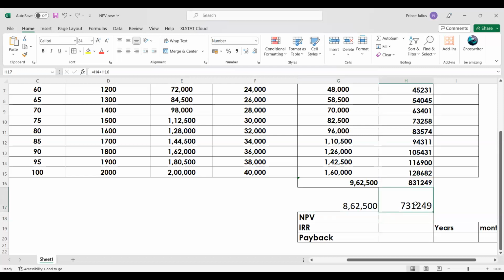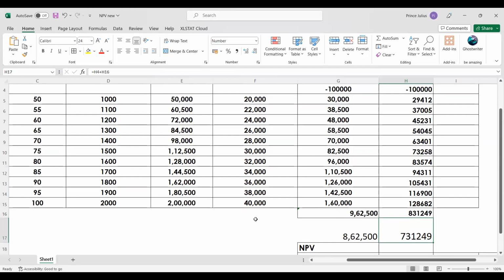So you can go for taking this as a viable project. It is economical. It is going to give profits, but the profit with discounted value is 7,31,249. For the predicted value it is 8,62,500. So at the end of the 11th year, you can expect a profit of $7,31,249, which is positive. Then the decision is to take this project. So this is the one for the 11 years project.